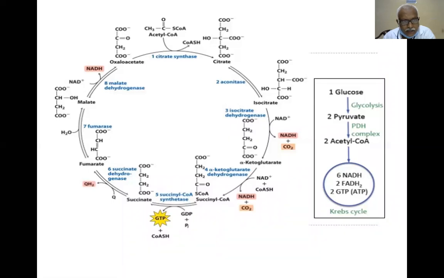This Succinate will be converted into Fumarate by Succinate dehydrogenase, and this Fumarate will be converted to Malate by the enzyme Fumarase. Then Malate will be converted to Oxaloacetate by Malate dehydrogenase, and there NADH is produced. Another NADH is produced during conversion of alpha-ketoglutarate to Succinyl-CoA, and another NADH during isocitrate to alpha-ketoglutarate. So large amounts of NADH are produced in this citric acid cycle.